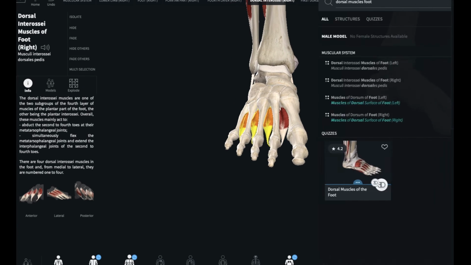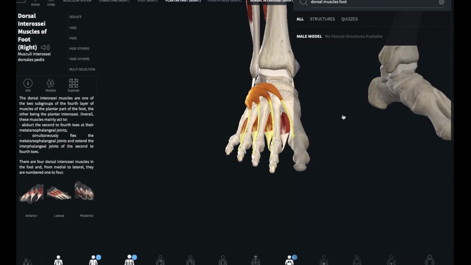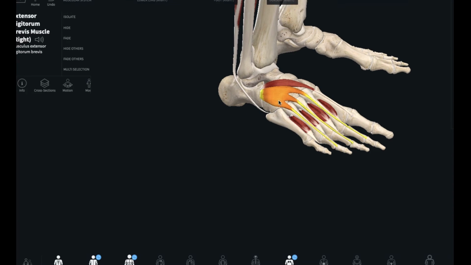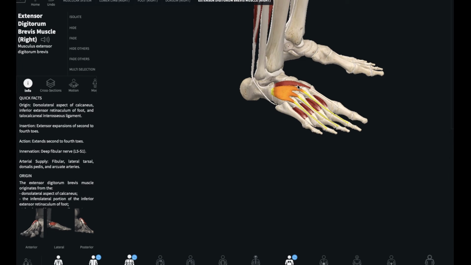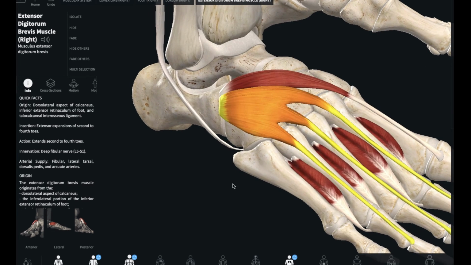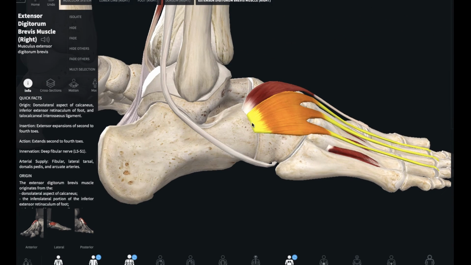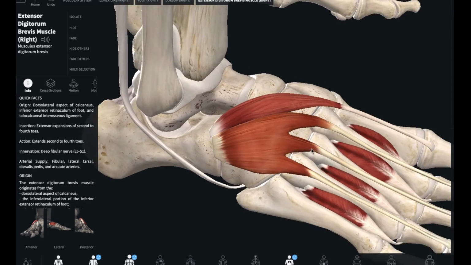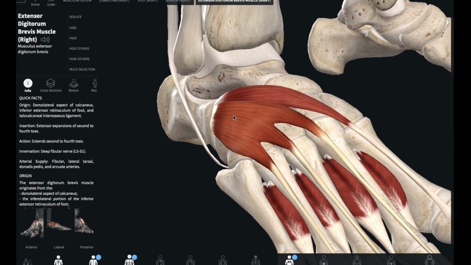Okay. Oh, dorsal interossei. Ha. It's late. Okay, so here is the extensor digitorum brevis muscle. It originates on, I guess it looks like the anterior dorsolateral aspect, but overall it's kind of just on top, and it inserts.